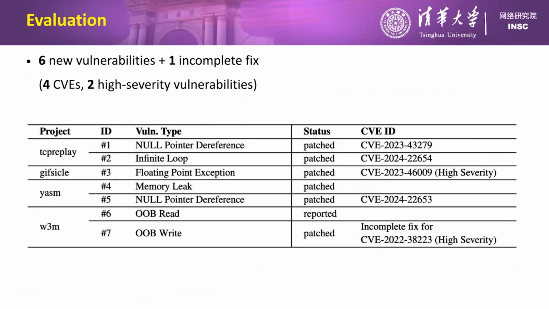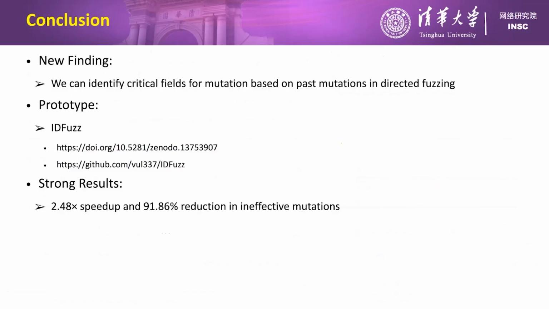Using IDFuzz, we found 6 new vulnerabilities and 1 incomplete fix, including 4 CVEs granted and 2 high severity vulnerabilities. To conclude, our contributions include a new finding that we can identify critical fields for mutation based on past mutations in directed fuzzing, and we build a prototype of IDFuzz with very solid empirical results.